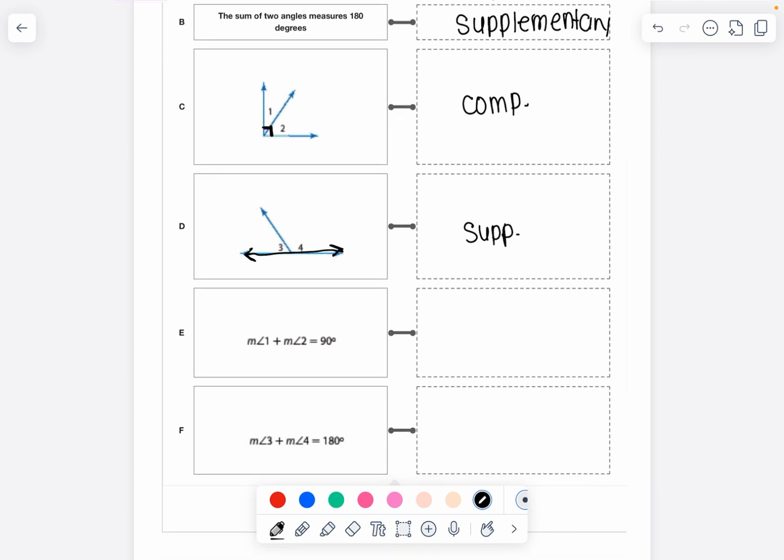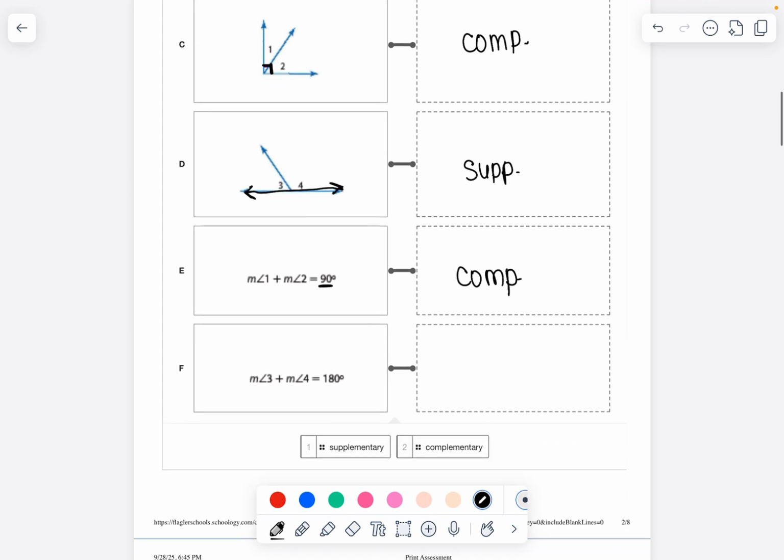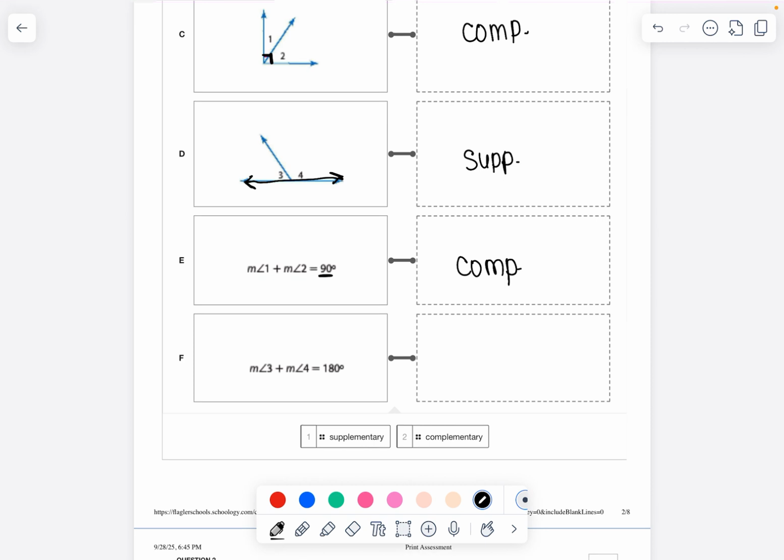E, we got the measure of 1 and 2 add up to equal 90. So that's complementary. And part F, they add up to equal 180. So of course those are supplementary.